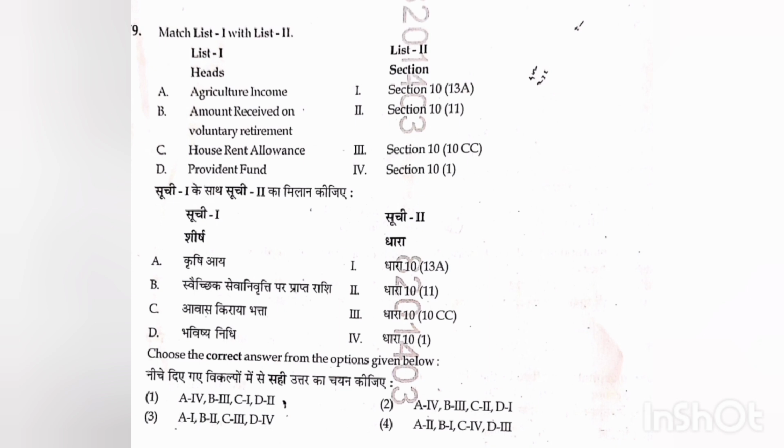amount received on voluntary retirement is considered under section 10 CC, and house rent allowance is exempted under section 10(13)(a), whereas provident fund is exempted under section 10 subsection 11.